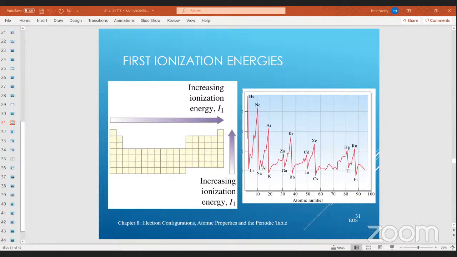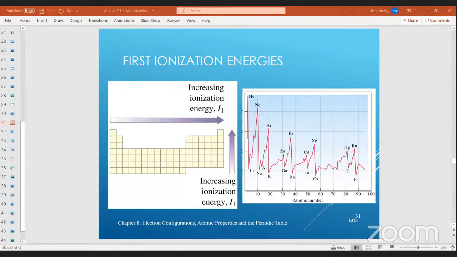What I started to explain last time was the trend going from lithium to neon, which is period 2. Why is it that beryllium has a higher ionization energy compared to boron, even though boron comes after it in that period? A similar thing happens when you go from nitrogen to oxygen. Nitrogen has a slightly higher ionization energy compared to oxygen. That's what we're going to explain right now.